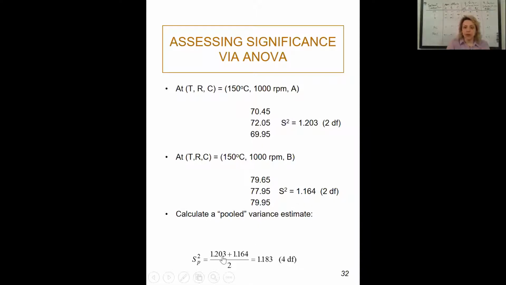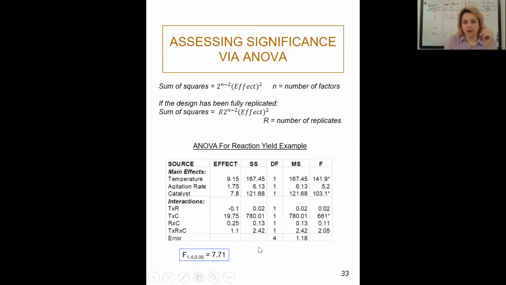So for this one, N1 minus 1 is going to be 1, times whatever we have here, plus again N2 minus 1 is going to be 1, times this one, divided by the denominator, N1 plus N2 minus 2. So 3 plus 3 minus 2 gives you the total degrees of freedom. So this pooled variance is the MSE. Now let's go to our ANOVA table.